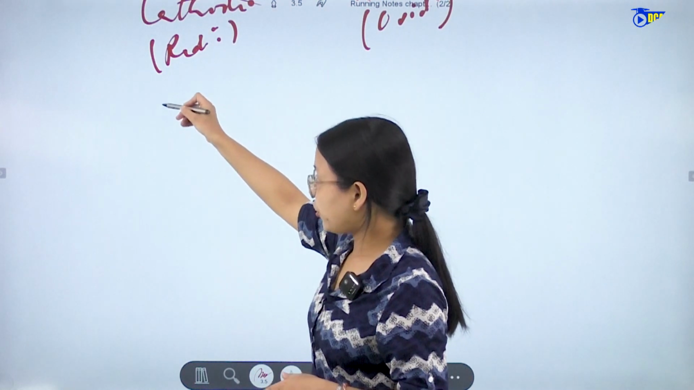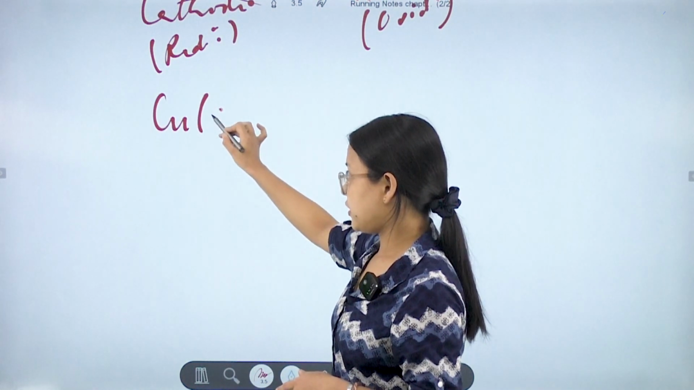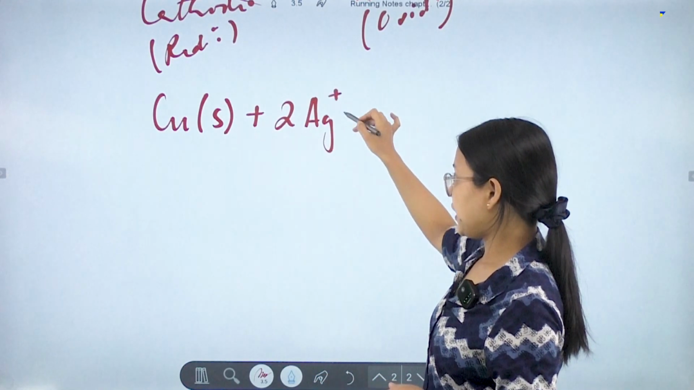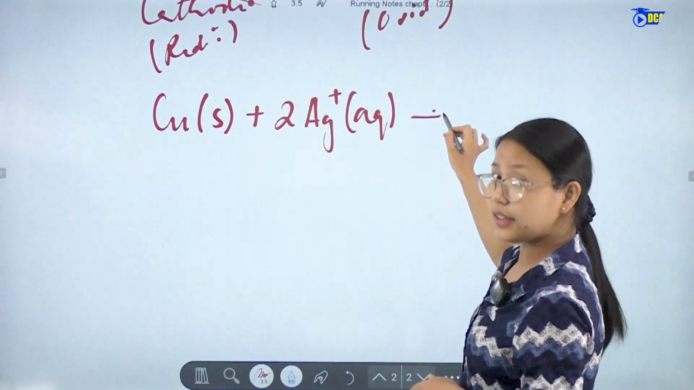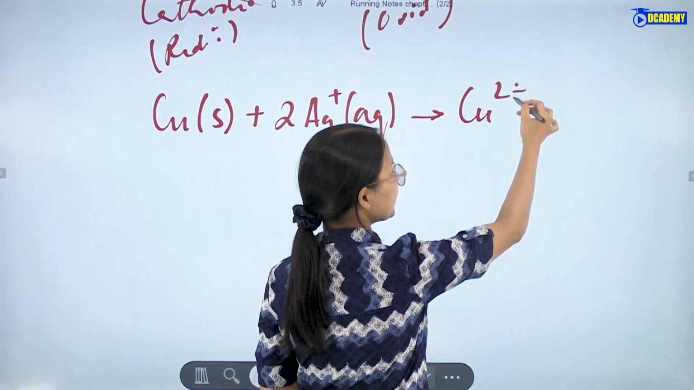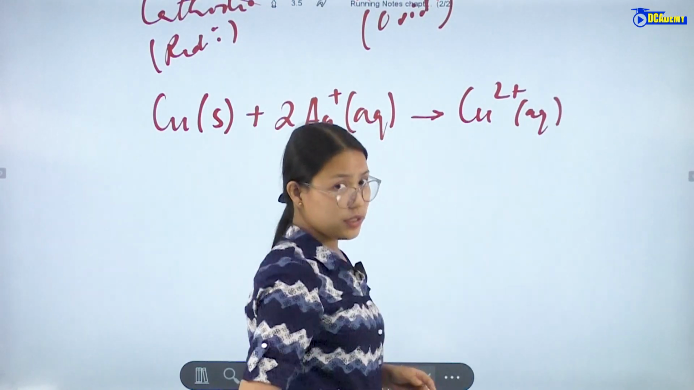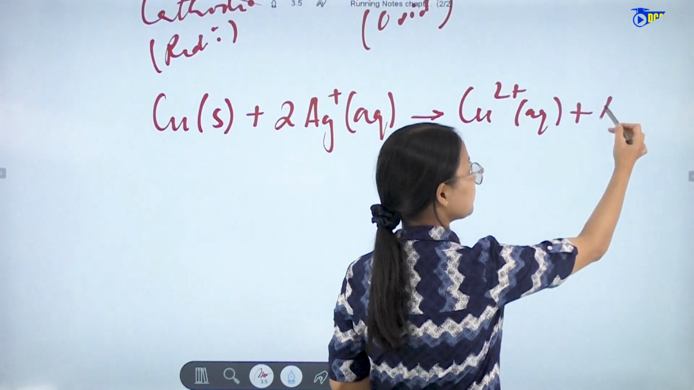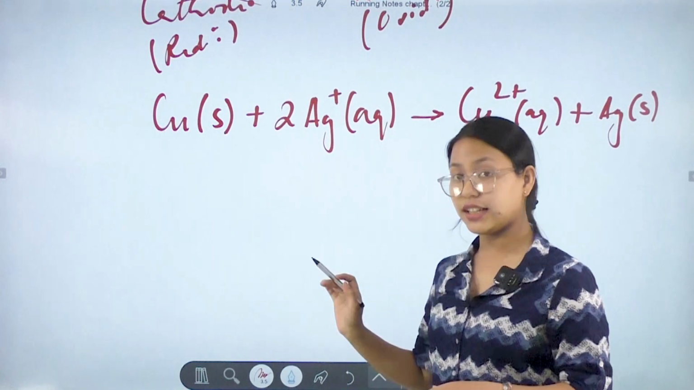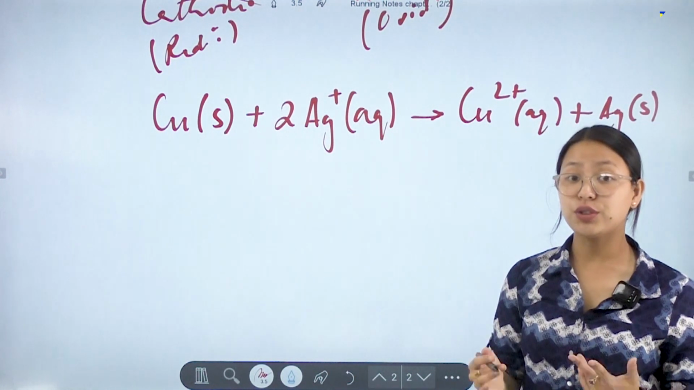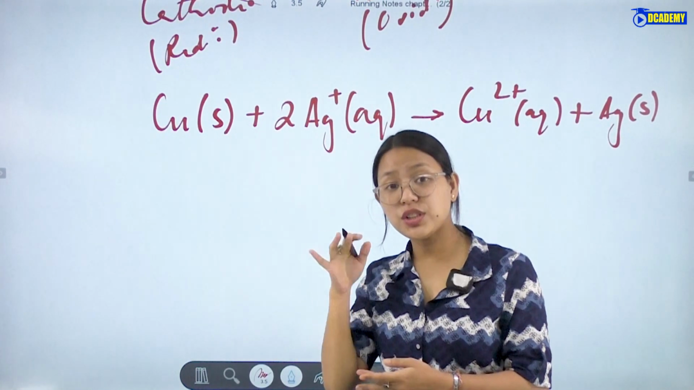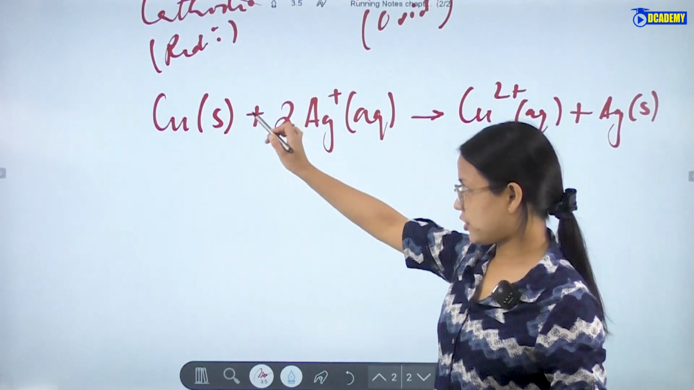Remembering the previous class, copper solid plus 2 Ag plus aqueous will give copper 2 plus ion aqueous plus Ag solid. From this reaction, we are going to decide which element is undergoing oxidation and which element is undergoing reduction.